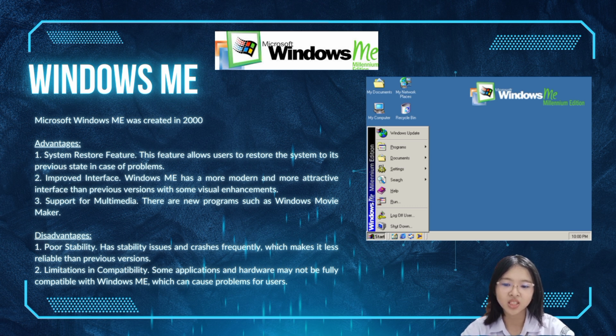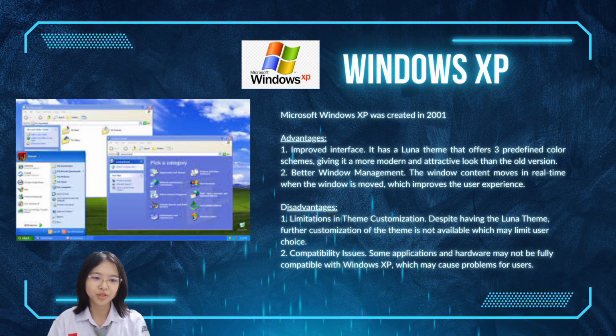The disadvantages: 1. Poor stability. It has stability issues and crashes frequently, which makes it less reliable than previous versions. 2. Limitation in compatibility. Some applications and hardware may not be fully compatible with Windows ME, which can cause problems for users. Windows XP was created in 2001.